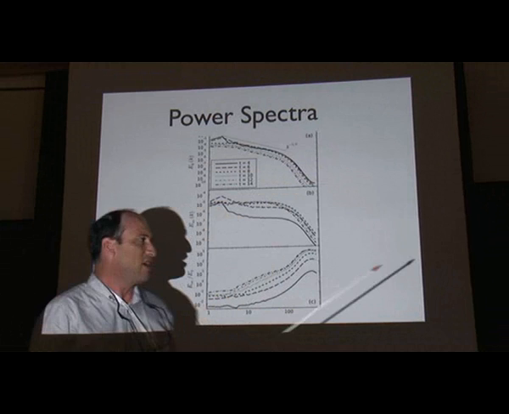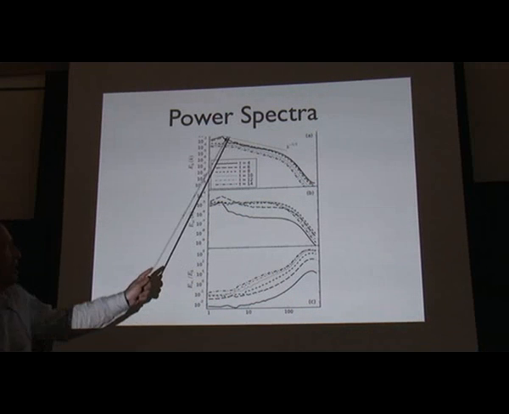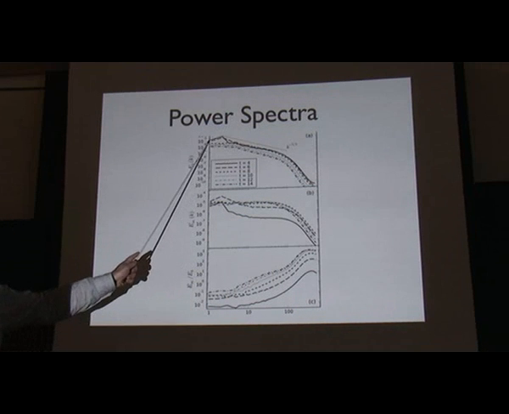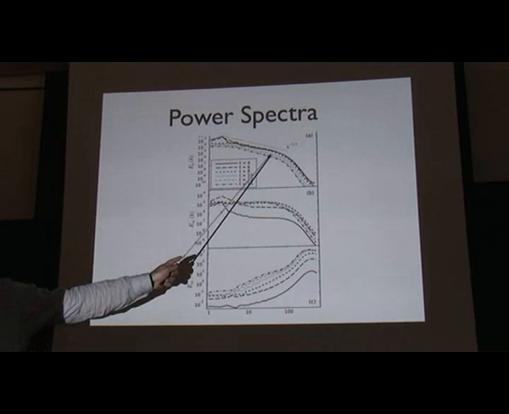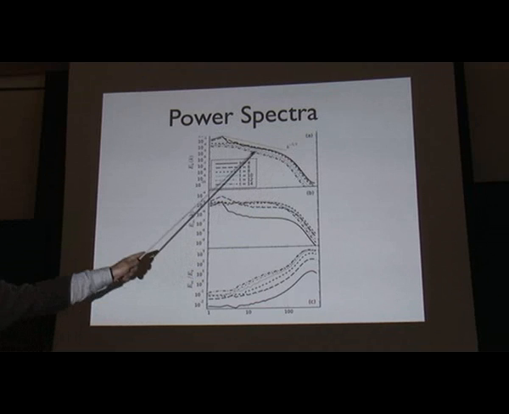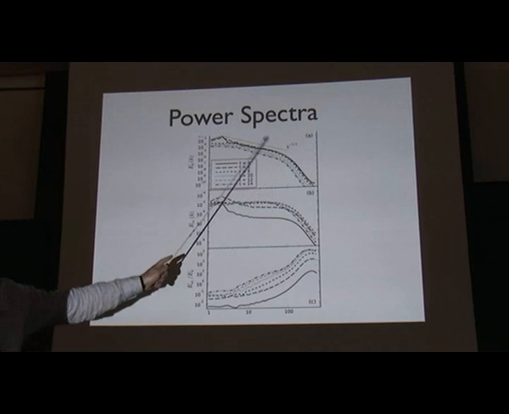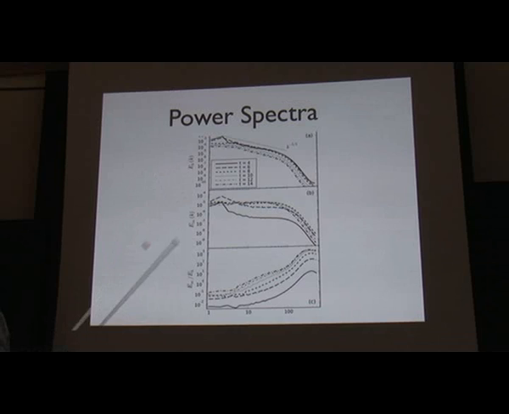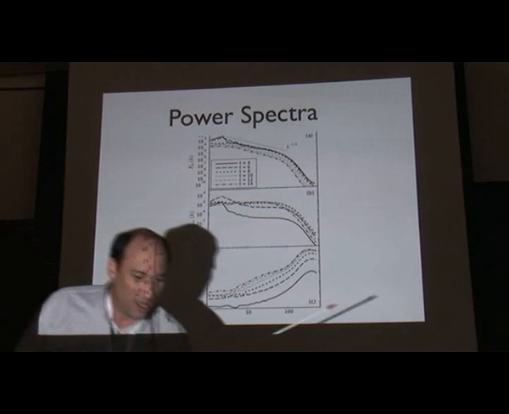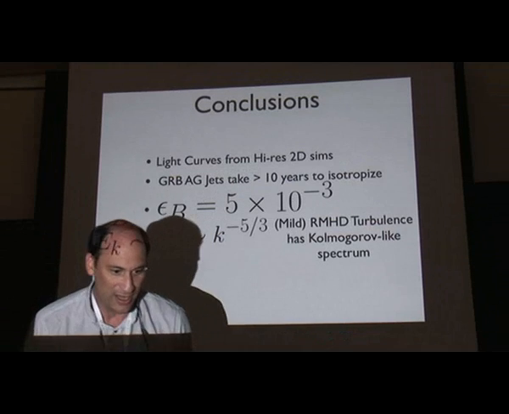Okay, and then what we've also done here is we've calculated the power spectrum for the first time of relativistic MHD turbulence. We find that it's close to 5/3, but this is the mildly relativistic case, and we're doing other cases as well. Okay, I'll just leave the conclusions up. Thanks.